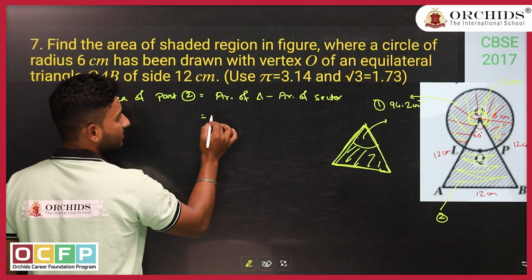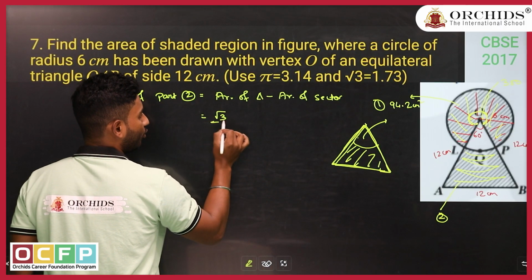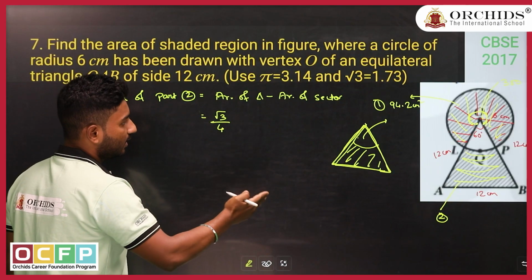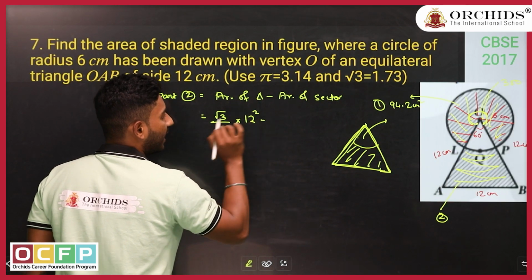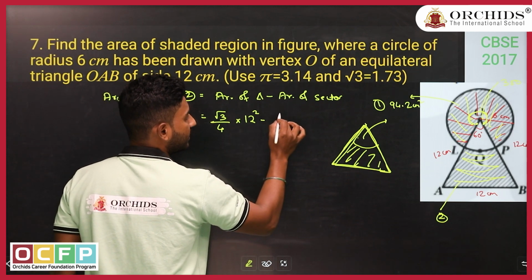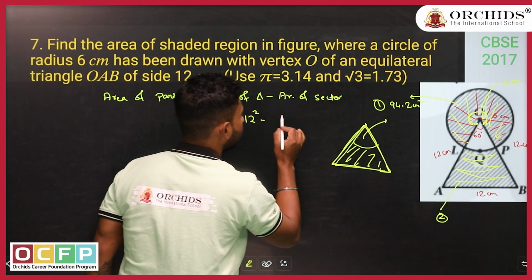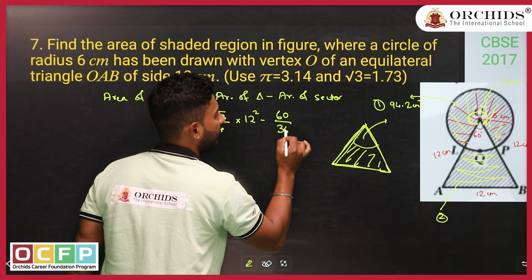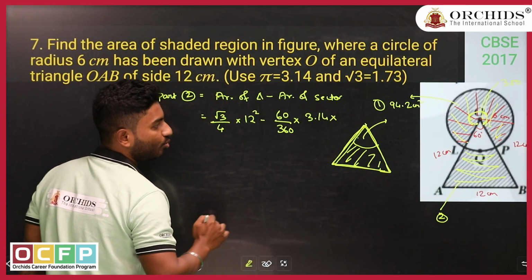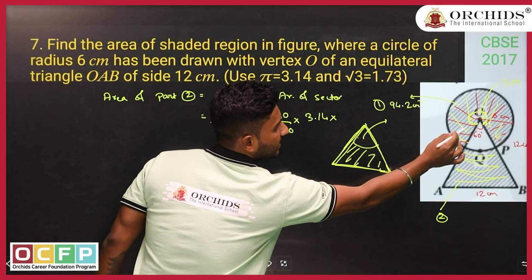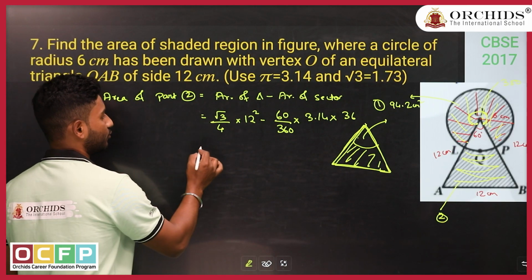Now what is the area of the triangle? It is an equilateral triangle here, so root 3 by 4. Side is how much? 12. So 12 square, minus area of sector. Area of sector is theta by 360. What is theta this time? This time 60 degree. So 60 by 360 into pi, I have to consider 3.14, into r square. What is r square? This r is 6, so 6 into 6, 36. Okay, you have to solve this one.